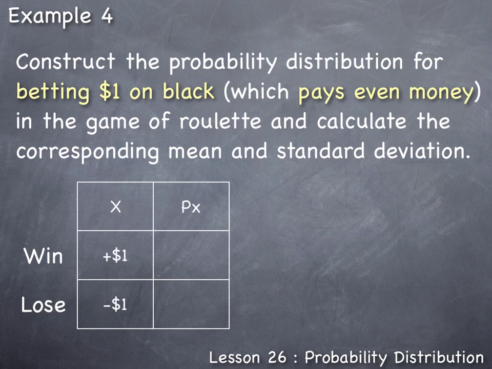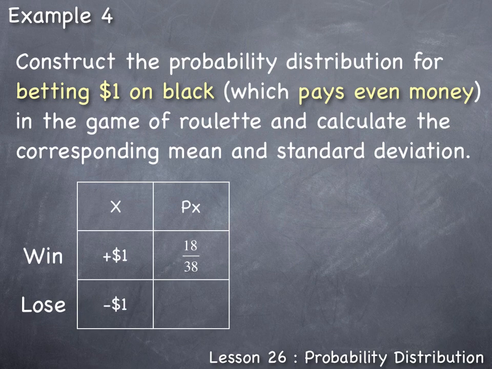Now we need to construct the corresponding probability. In order to win this bet on black in the game of roulette, the marble needs to land in one of the black colored slots. So it turns out there's a total of 18 black colored slots out of a total of 38 slots in the American roulette wheel. So there are 18 chances to win out of 38 total on a bet on black.